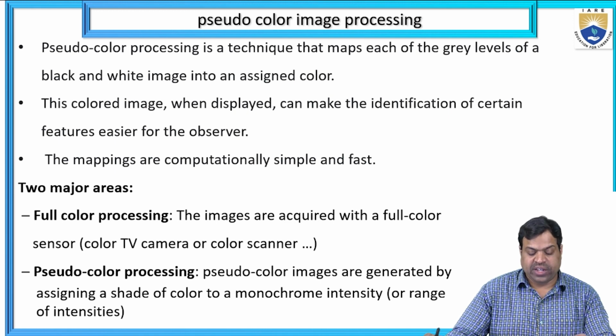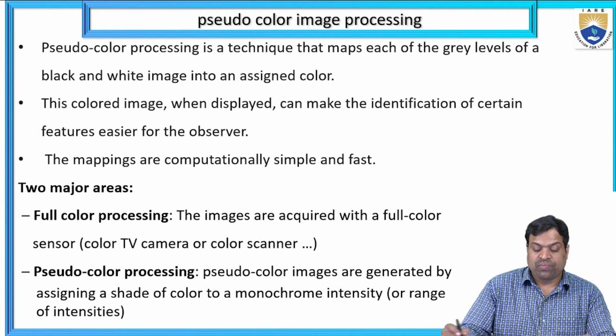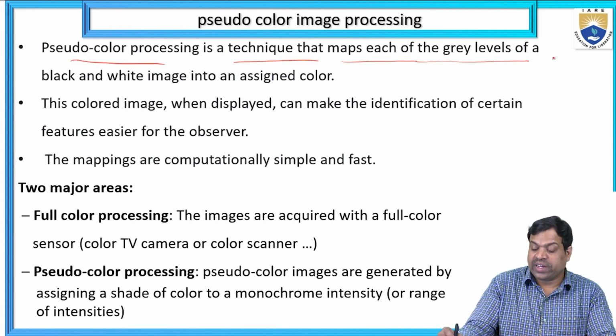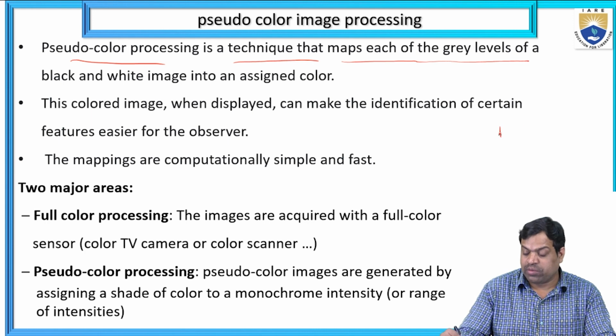So what are the major areas? Full color processing and pseudo color processing. So what is full color processing? The images are acquired with a full color sensor, that is a color TV camera or color scanner. Pseudo color processing is where images are generated by assigning a shade of color to monochrome intensities or a range of intensities. So pseudo color processing is a technique that maps each of the gray levels. Gray levels means black and white.